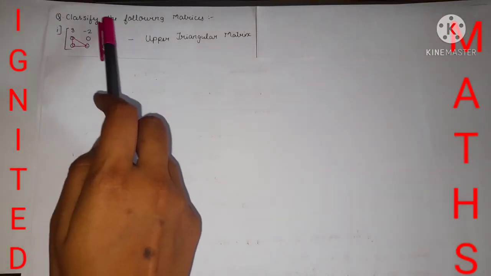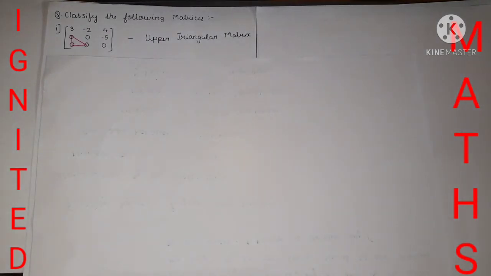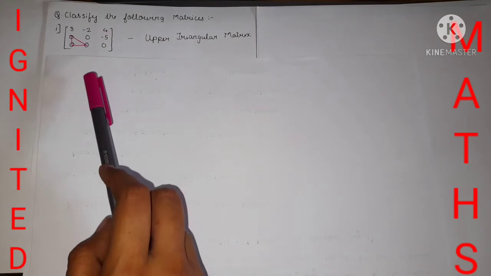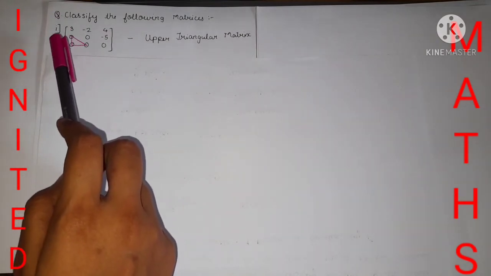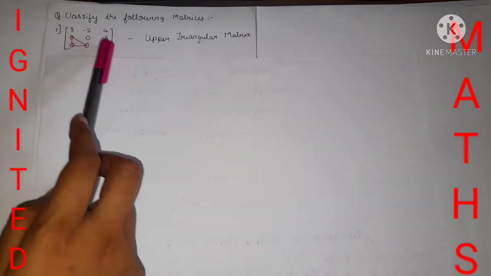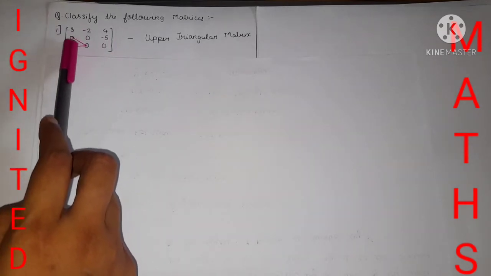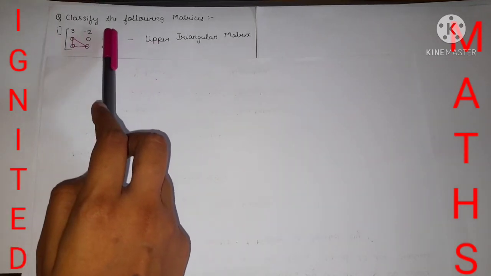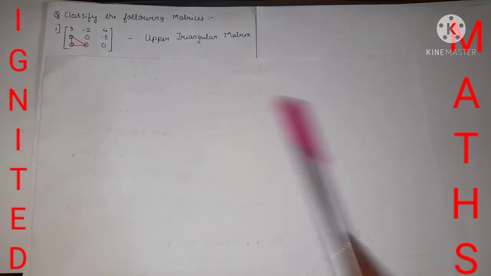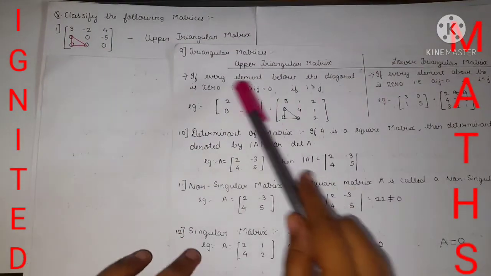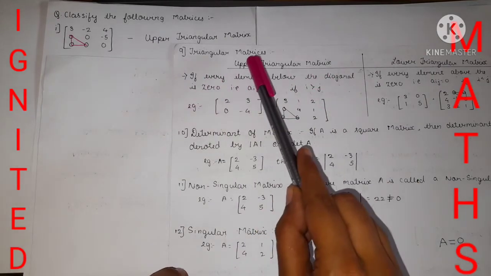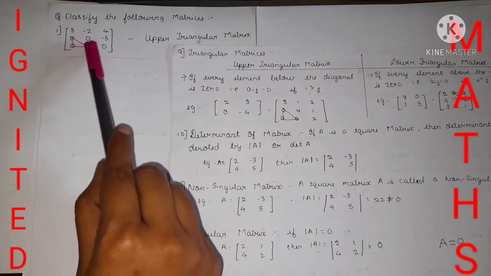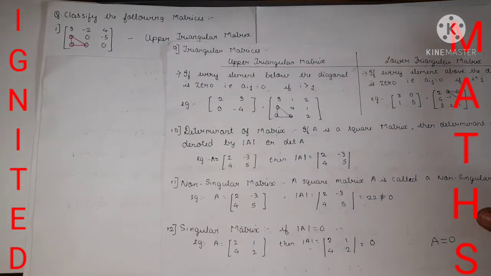Here the question is to classify the following matrices. A list of matrices is given, and we need to classify them with the help of their type. The first matrix is of order 3. After watching it, you can see that below the diagonal the elements are 0. If every element below the diagonal is 0, then it is called an upper triangular matrix. Here the elements below the diagonal are 0, so it is an upper triangular matrix.